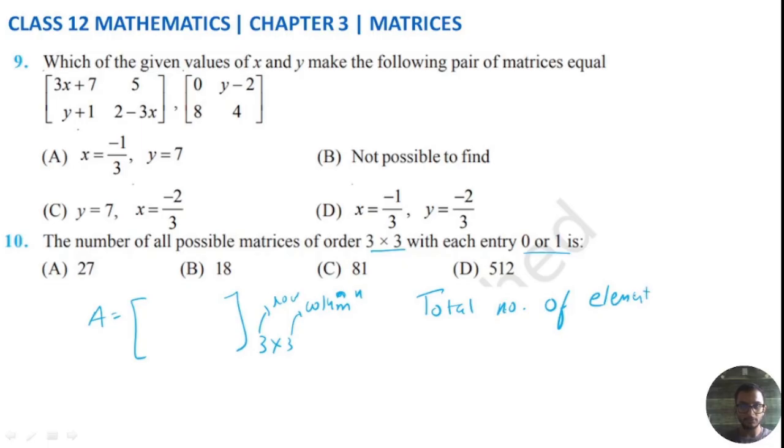Because in one row, how many elements will be there? The number of columns, that is 3 elements. So in 3 rows, how many elements will be there? 3 into 3, that is a total of 9 elements. So there are 9 elements, and for each element there are two choices, either 0 or 1. So how many total choices will be there? There will be 2 raised to 9, because for one element there are two choices. For 9 elements it will be 2 raised to 9 choices. So we can have 2 raised to 9 total different matrices, and 2 raised to 9 equals 512. So option D is the correct one.